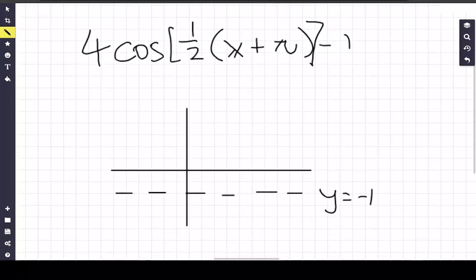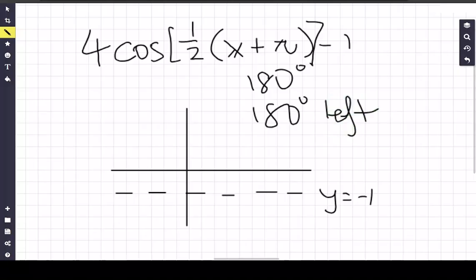And our amplitude is 4. And we're moving pi to the left, so 180 to the left. However, our period is 180 degrees. And we're moving 180 to the left. So essentially, we're just moving one period to the left. So this is, let's say this is 180. And this is 4, negative 4.